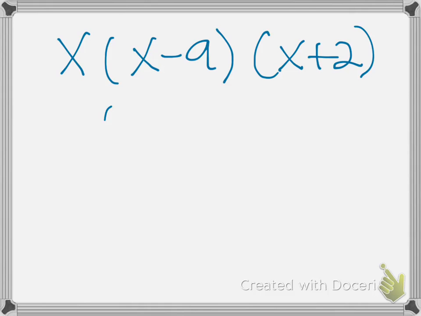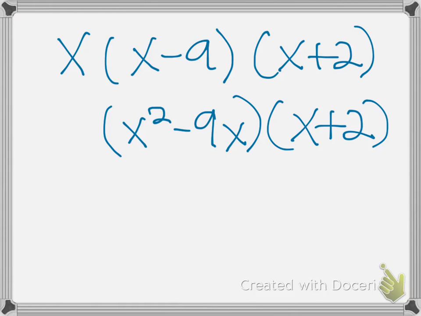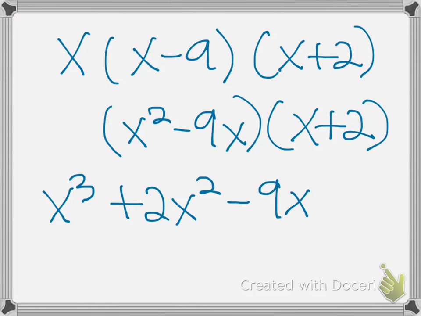So if I distribute that x, I'm going to have x squared minus 9x times x plus 2. And now I want to FOIL these two binomials. So first times first is x cubed. The outsides give me positive 2x squared. Inside is negative 9x squared. And the last two terms gives me negative 18x.